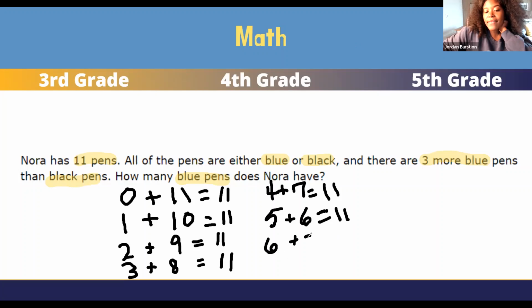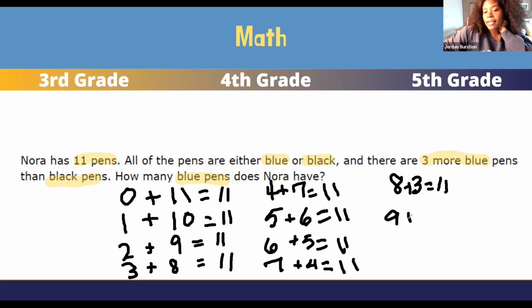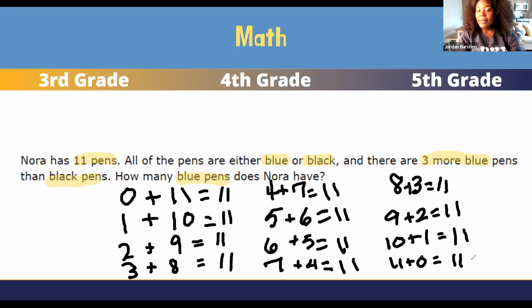6 plus 5 equals 11. 7 plus 4 equals 11. 8 plus 3 equals 11. 9 plus 2 equals 11. 10 plus 1 equals 11. And then 11 plus 0. All right, so everyone check my work. Make sure I did all my math correct. And make sure I didn't miss anything.